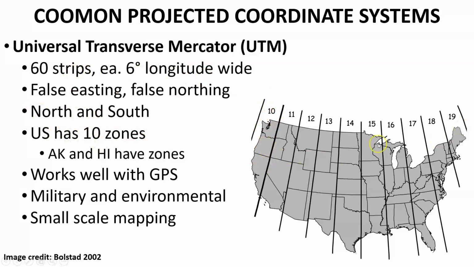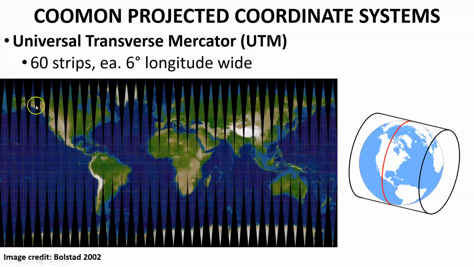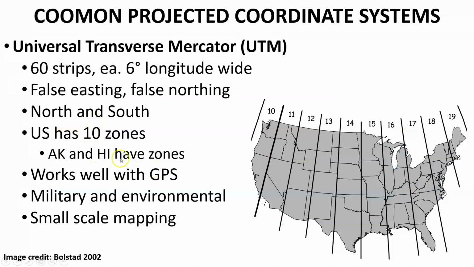In the United States, for example, out of the 60 strips, we have 10 zones in the continental United States. California, as you can see here: if you're mapping Northern California with the UTM system, you would use UTM Zone 10. If you're mapping Southern California, you would use UTM Zone 11. And in the continental United States, we have a total of 10 zones. Alaska and Hawaii are so far from the continental United States that they have their own UTM zones as well.